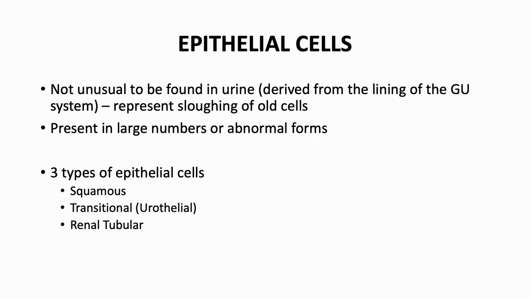Epithelial cells found in the urine are not unusual, as this may represent sloughing off of old cells that line the genitourinary system. Present in large numbers or abnormal forms, however, they can be of clinical significance. There are 3 types of epithelial cells that may be found in the urine, and these are squamous cells, transitional or urothelial cells, and the renal tubular cells.